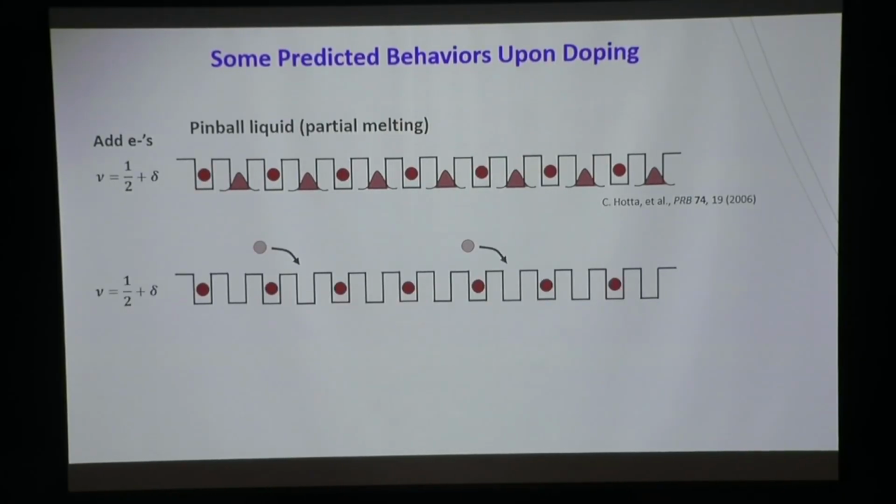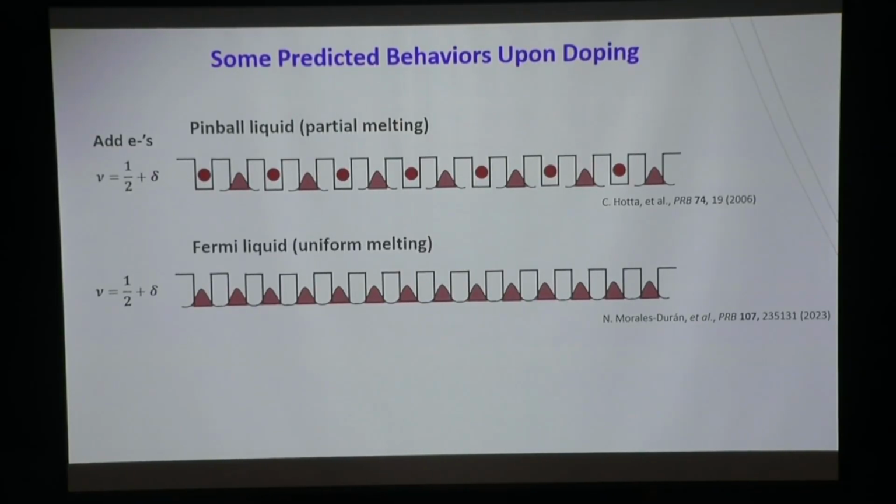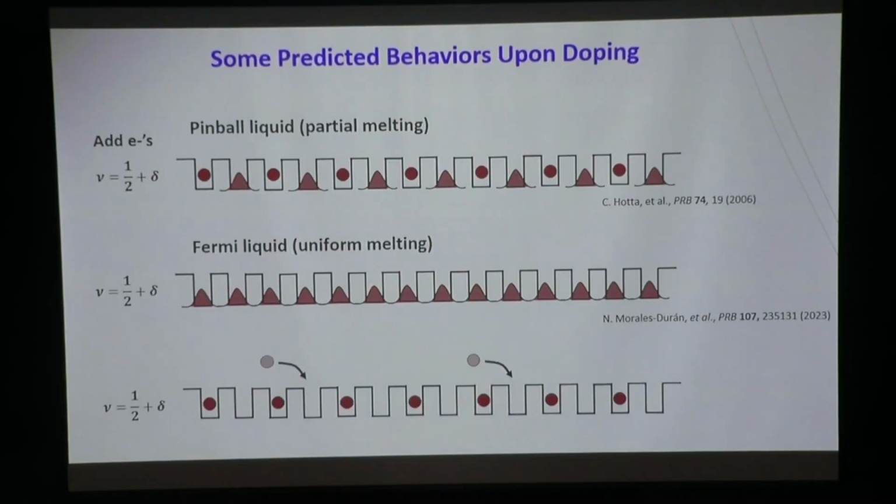Another prediction is that when you add those electrons, the Wigner crystal will just melt. It'll just turn into a liquid. All the electrons will just melt and form a delocalized Fermi liquid. So that's another prediction. And yet another prediction is that when you add the electrons, the Wigner crystal won't completely fall apart, but it will become disordered, and you'll get little crystallites here and there, like a slushy.